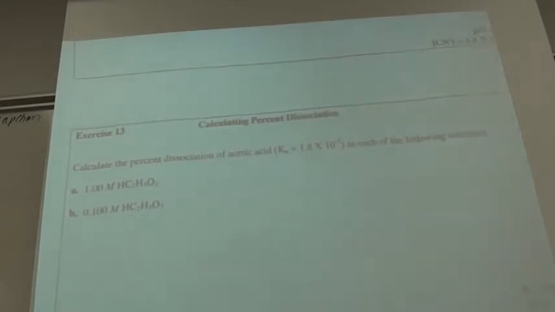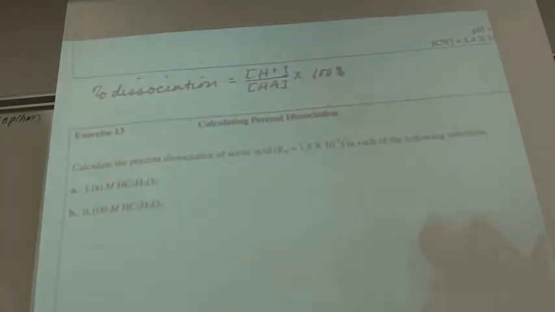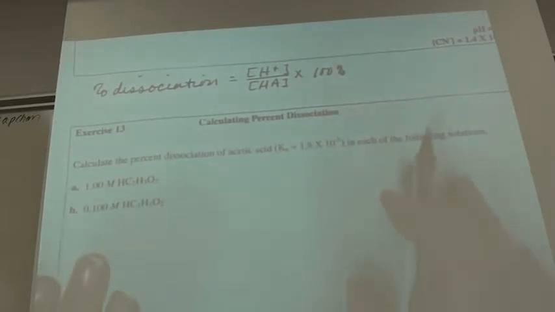Okay, does anybody even know what the formula for the percent dissociation is? It's percent ions equals H plus over HA times 100%. Okay, H plus over HA times 100%. And these would be the equilibrium concentrations, yeah? Yep. Okay, so this is what we're going to do today.